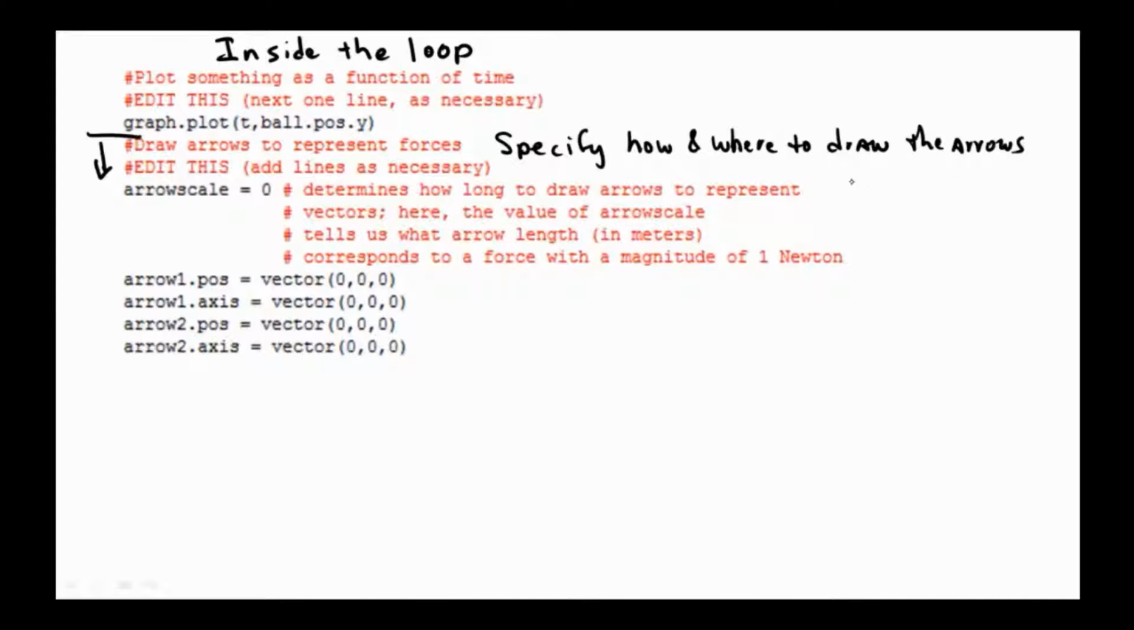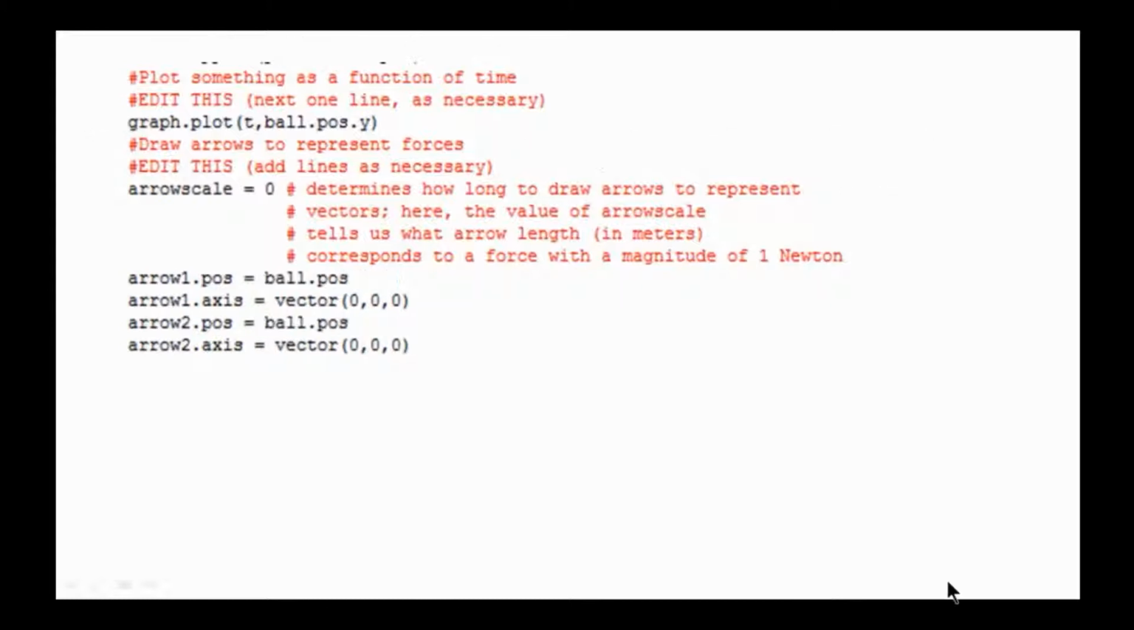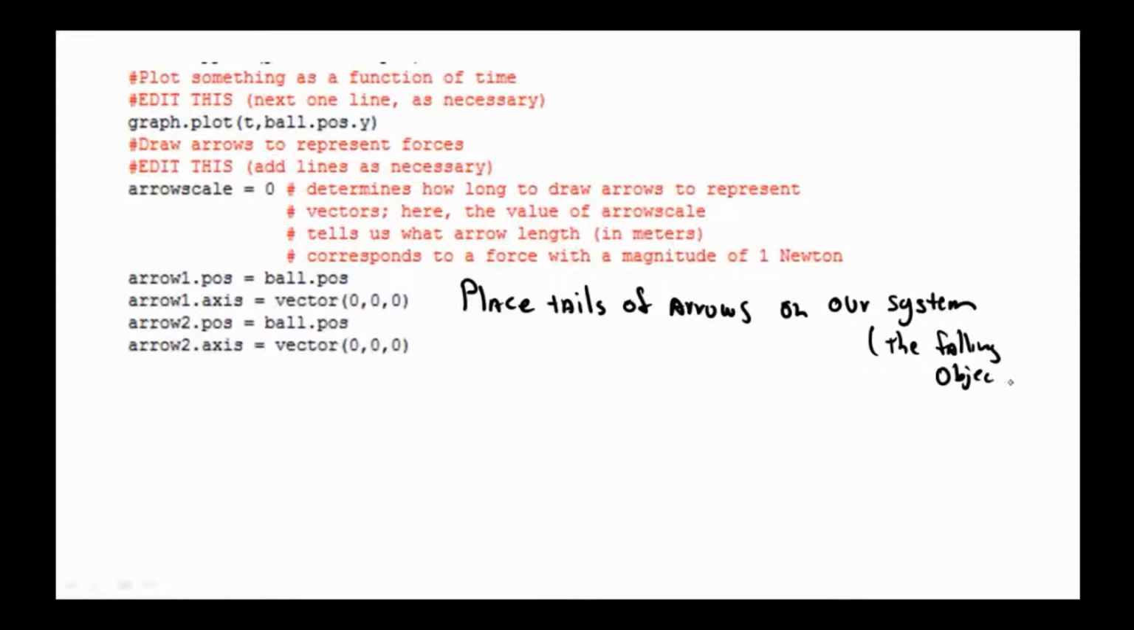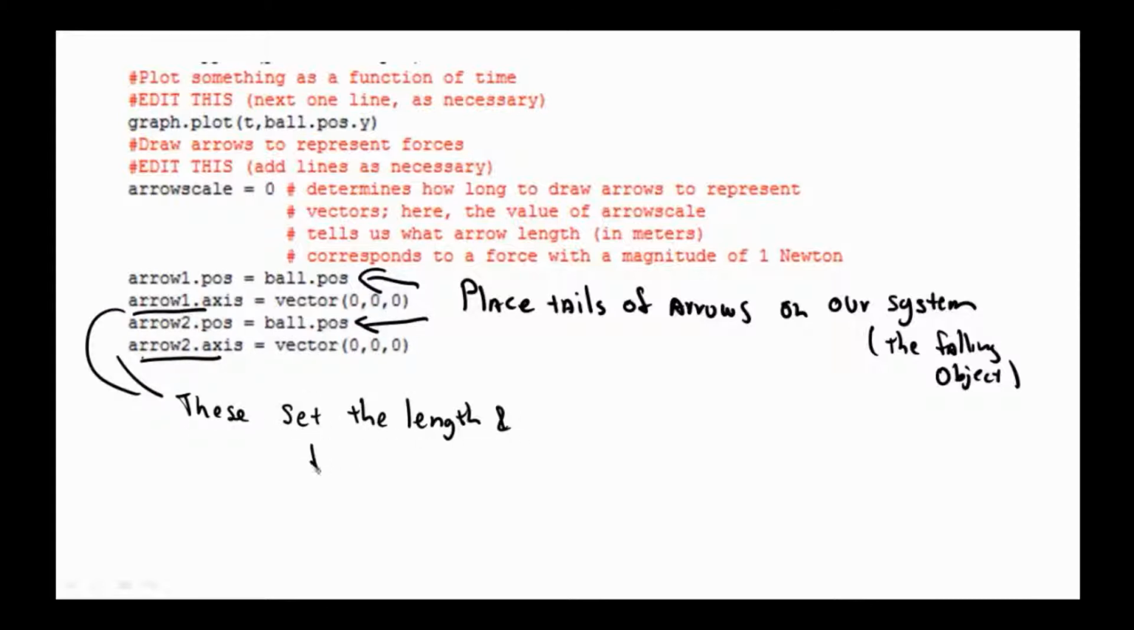As always, when drawing arrows to represent vectors, we have to make some decisions. First, we need to decide where to start drawing the arrows, that is, where to place the tails of the arrows. This is set by the attributes arrow1.pos and arrow2.pos. A natural choice is to put the tails on the falling object that is being pushed and pulled by the forces. Next, we need to decide how long and in what direction to draw the arrows.